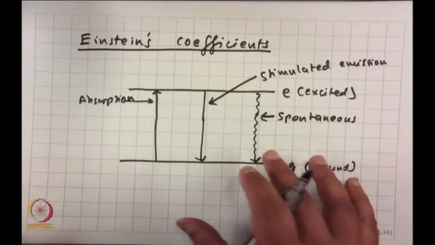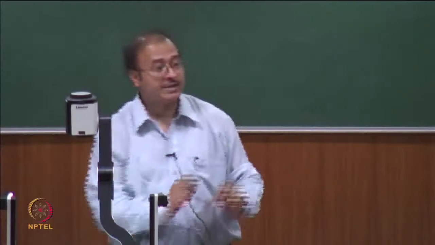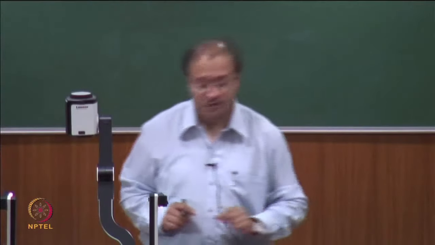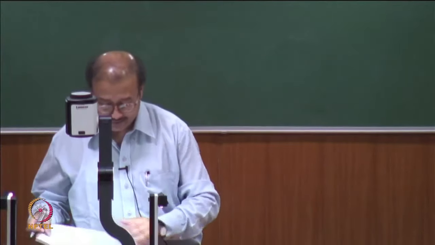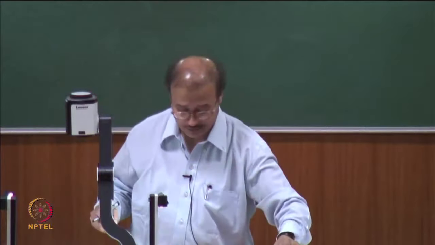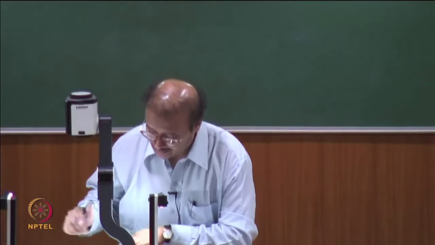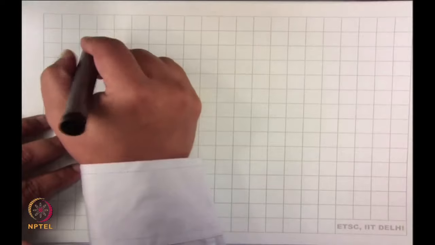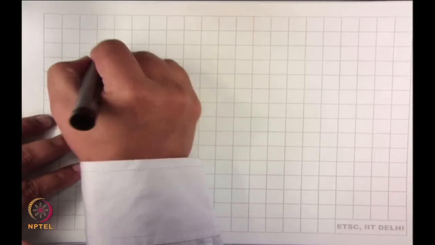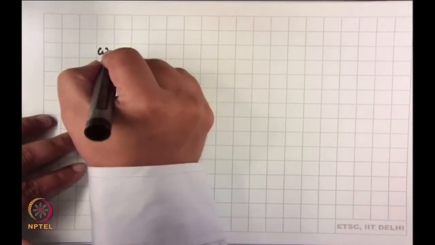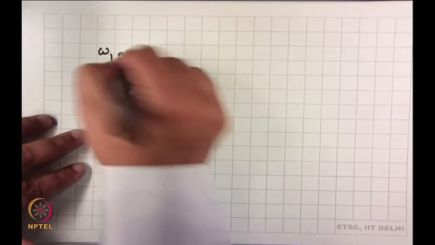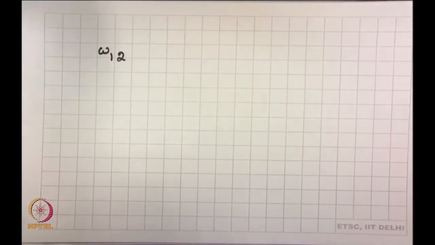Now, let us try to write some equations down. How do we do that? Based on this, I say that my rate of transition from the ground state to the excited state, where 1 refers to the ground state and 2 refers to the excited state. Okay.